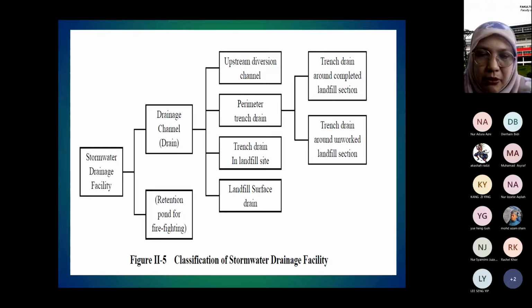What are the classifications of stormwater drainage at the facility? Stormwater drainage would have a drainage channel, which is the drain, and we also need to construct a retention pond for firefighting. For the drainage channel, there should be an upstream diversion channel, perimeter trench drain, trench drain in landfill site, and landfill surface drain. Those are the types of drainage system that need to be constructed at the landfill site. Then trench drain around completed landfill section, and also trench drain around unworked landfill section. The unworked landfill section will also need a trench drainage system.